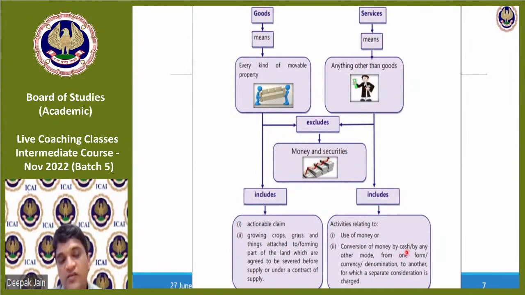Then use of money, we've seen the example is interest, or anything for which money is used is liable as service, and it is treated as a supply. Clear with definition of goods and services?